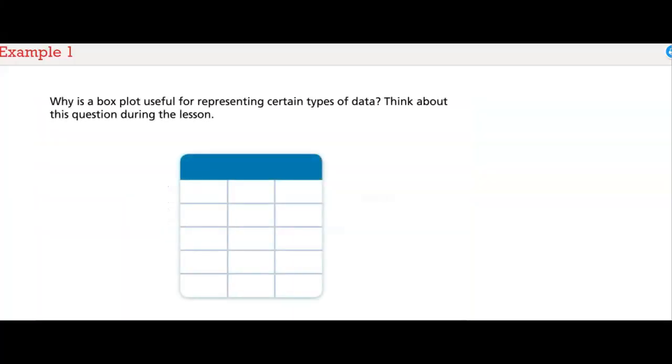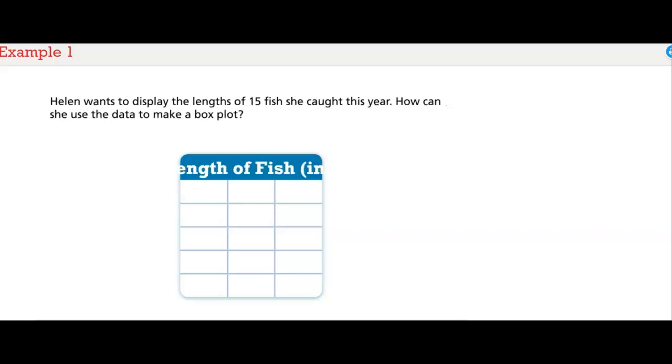Why is a box plot useful for representing certain types of data? Think about this question during the lesson. Helen wants to display the lengths of 15 fish she caught this year. How can she use the data to make a box plot?